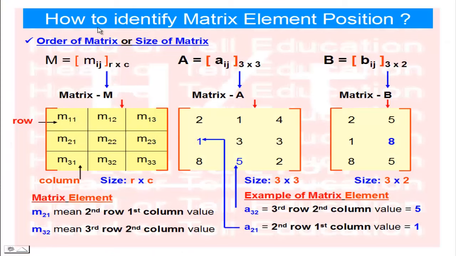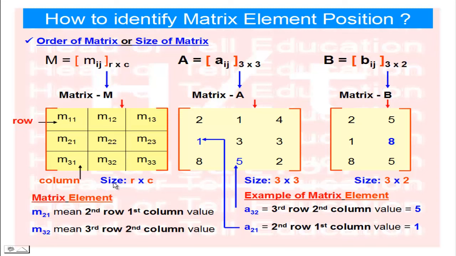Next is how to identify a matrix element position. So we know the order or size of a matrix. So it is very easy. In a general way, in matrix M, this is the row and this is the column, and this is the position like M31, M22, M13. In each position we have a value.